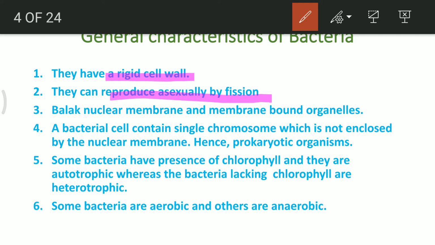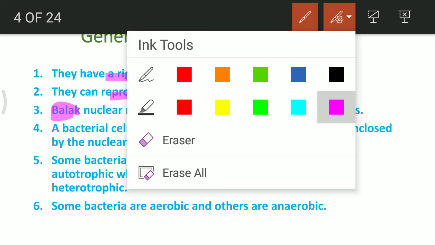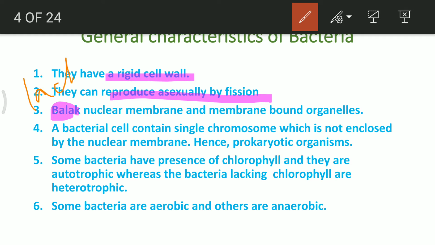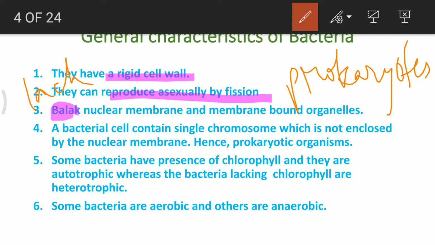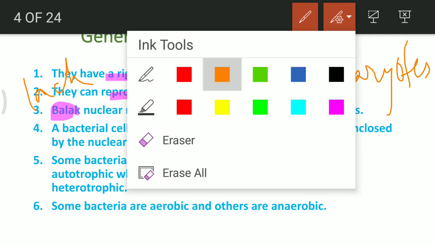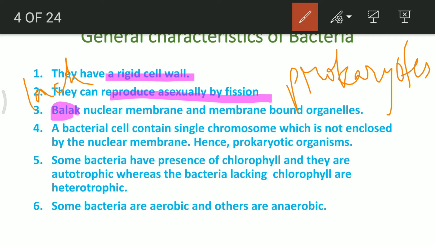They lack the presence of nuclear membrane. This should be lack. Please correct it. It is lack of nuclear membrane and membrane bound organelles in a bacterial cell, and this makes them prokaryotic. A bacterial cell contains a single chromosome which is not enclosed by nuclear membrane. Hence, this organism becomes a prokaryotic organism. And what is this structure known as? This structure's name is nucleoid.